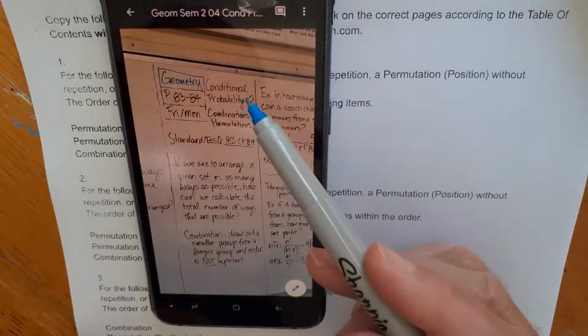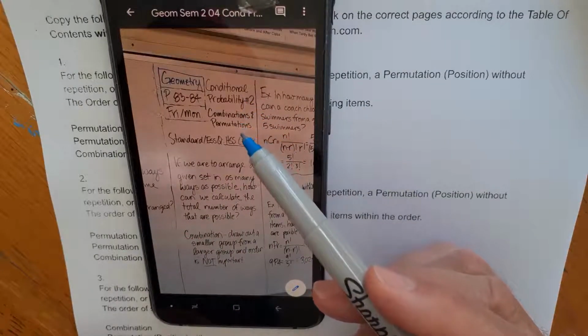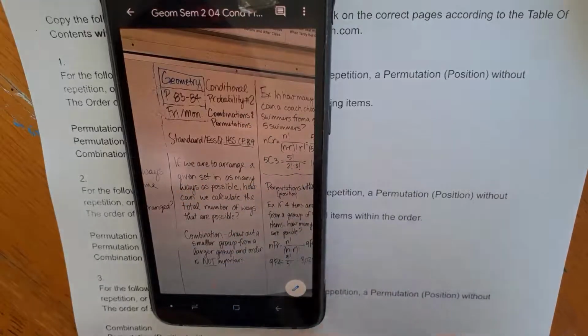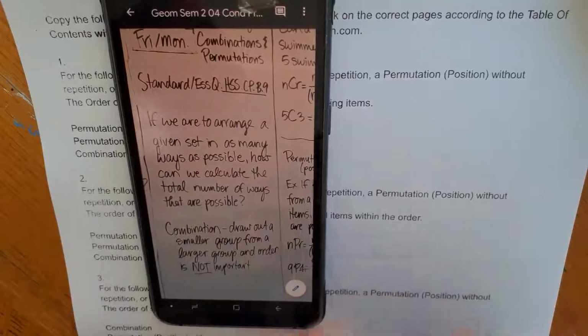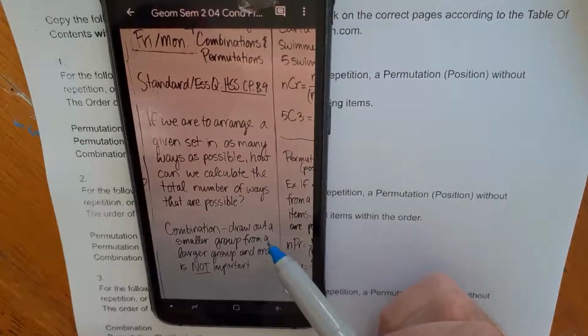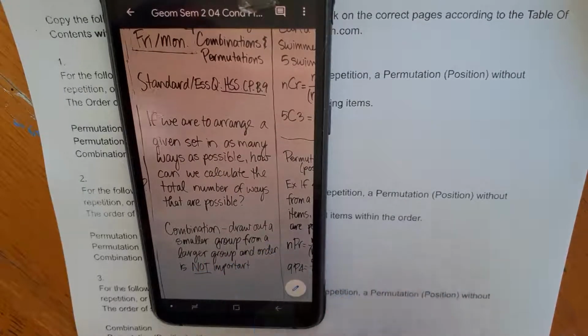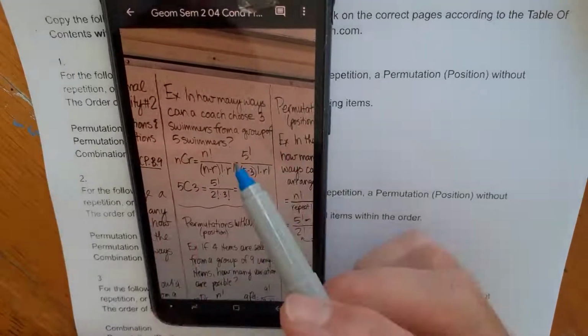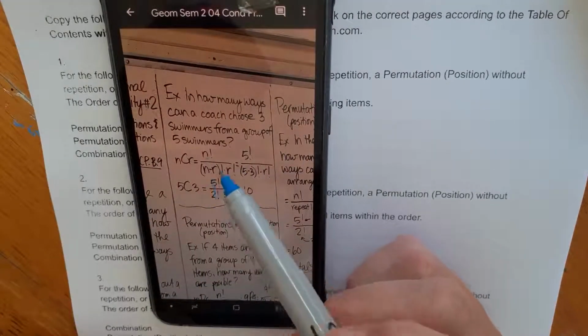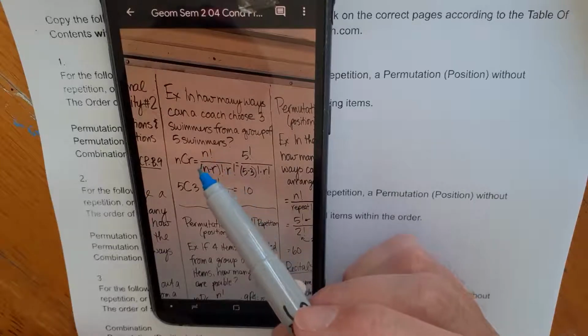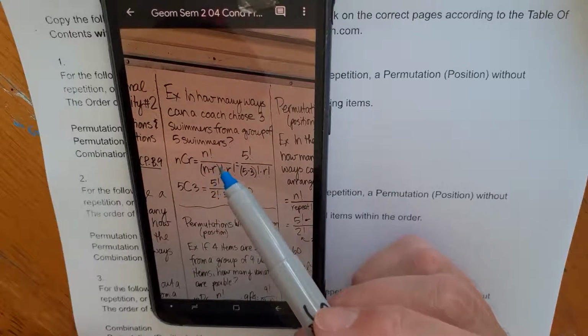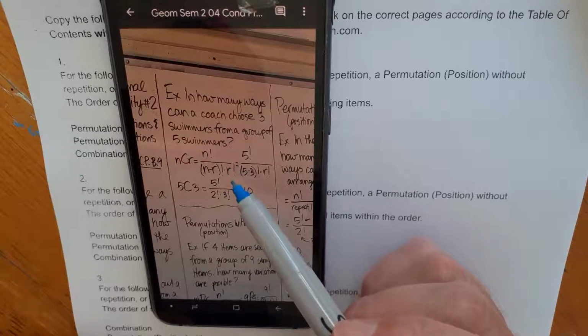So this is talking about conditional probability number 2, combinations and permutations. We definitely want to look at these definitions. Combination, drawing out a smaller group from a larger group, and order is not important. That's a lot of words, and you're going to see what it means as we go through these problems. There is a formula for calculating combinations. It's n factorial over parentheses n minus r parentheses factorial times r factorial.